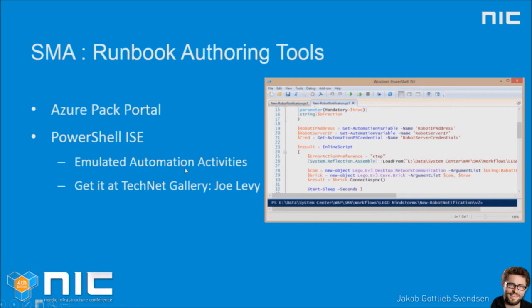This is a module that you set up on your local machine, and whenever you run one of these commands here, if you run Get-AutomationVariable, it will go to your SMA and actually get the value back to you.